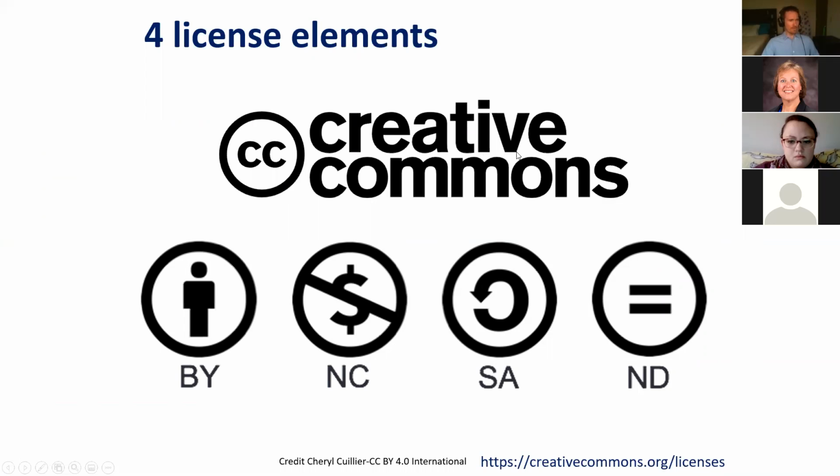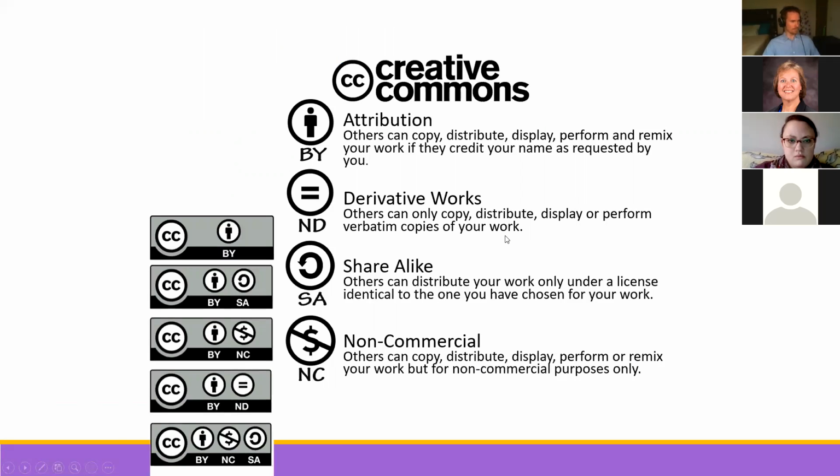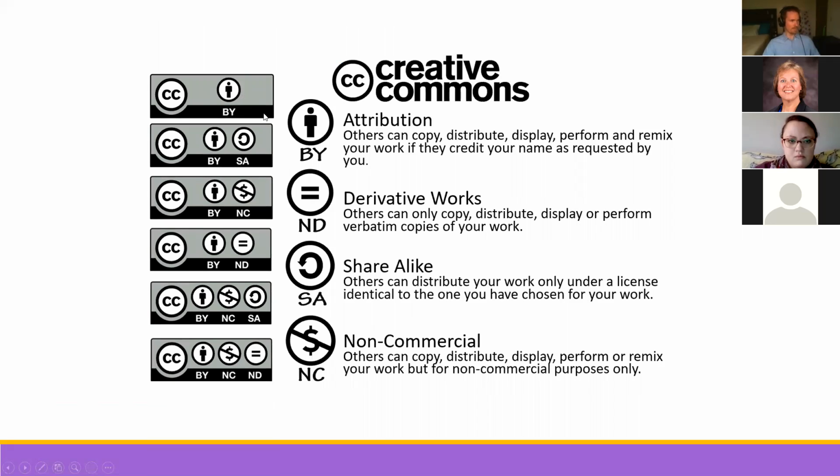For Creative Commons, there are four license elements: CC BY, non-commercial, share alike, and non-derivative. These different elements can be mixed and matched to create different licenses, and there are six different licenses in total. So we have CC BY, CC BY share alike, CC BY non-commercial, CC BY non-derivative, then non-commercial share alike, and non-commercial non-derivative.